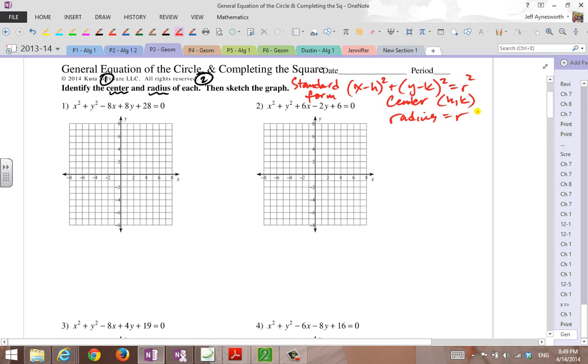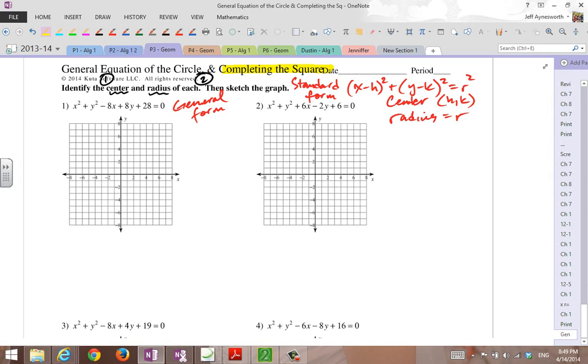However, we haven't gone over yet how you go from the general form to standard form. It's called completing the square, something that you went over in Algebra 1 last year. The question is, do you remember it? And then how do you apply it? So that's what I'm here for. I'm going to help you out.